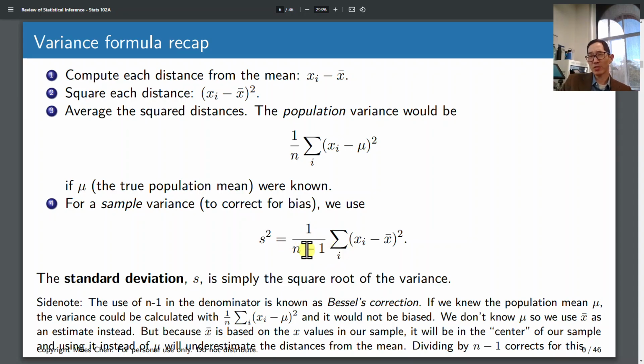You guys cover this in 100b? Is that where you talk about why it's n minus 1 and not n?